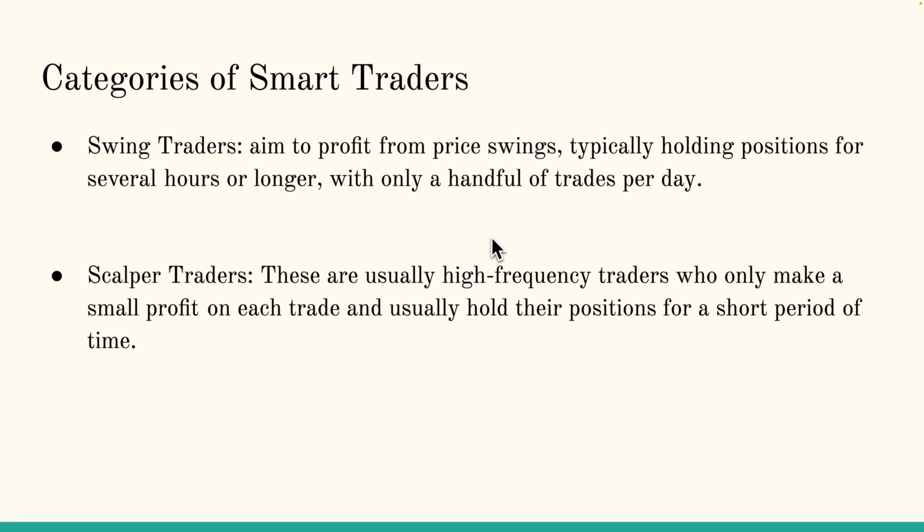Here, smart money primarily profits from significant price fluctuations. These are swing trades, and the holding period for this type of smart money is usually on the scale of hours, days, or even months. Their trading frequency isn't particularly high, maybe just one trade a day, or sometimes only a few trades in an entire month. The second type of smart trader is called a scalper.